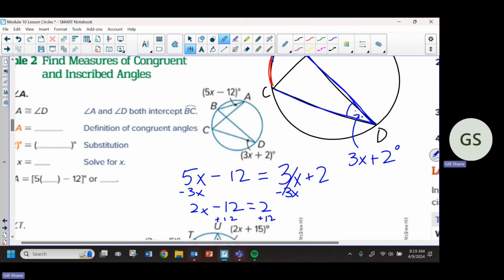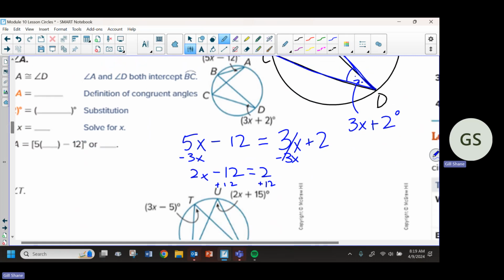If you can't, I left those algebra ISLs in there. We're late in the game, but if you need to practice that algebra, either to pass your algebra requirement or to do well on the EOC for geometry, there's still going to be algebra on that. So 2x is 14, and then divide by 2, so x is 7.